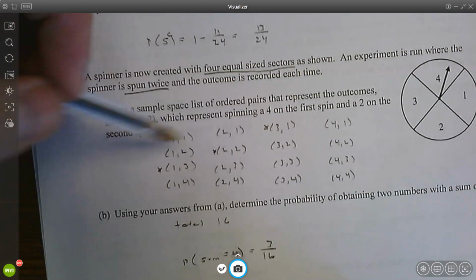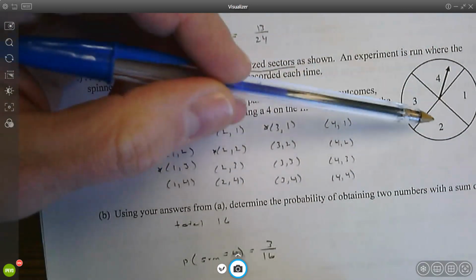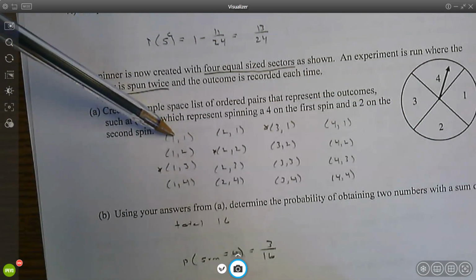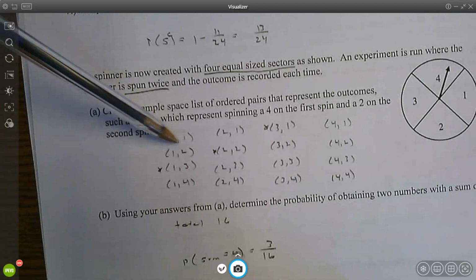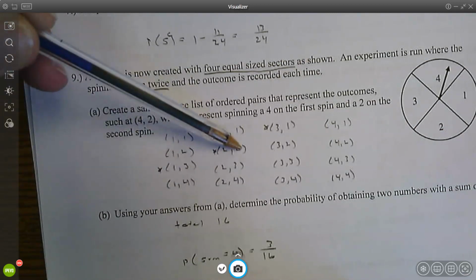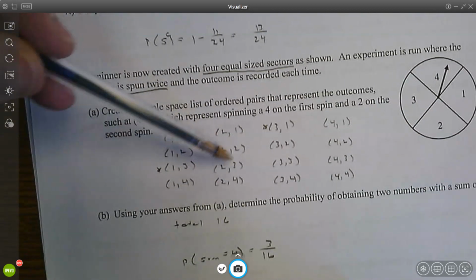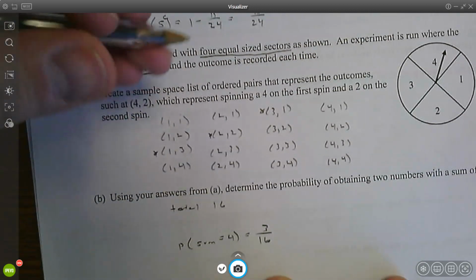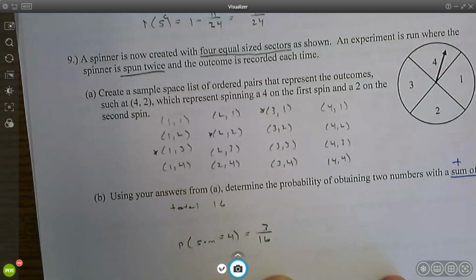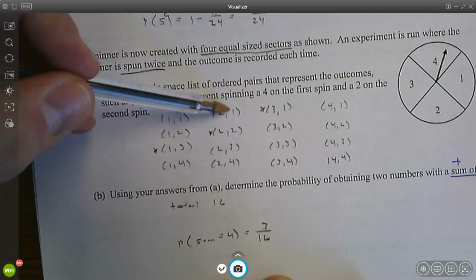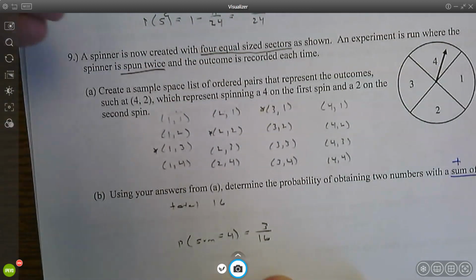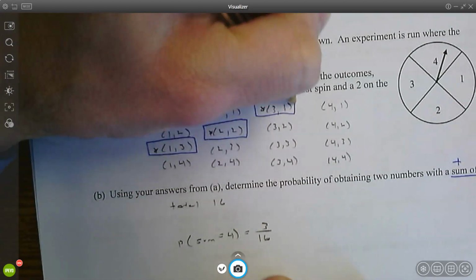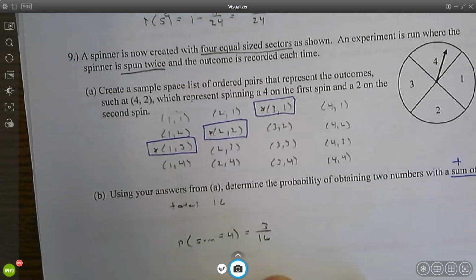The next question, number 13 on your page, you're spinning the spinner twice, and you're just creating a sample list. The first number is what you spin on the first, and the second number is what you spin on the second. 1,1, 1,2, 1,3, 1,4, 2,1, 2,2, 2,3, 2,4, and so forth. You can spin the same number twice. Using your answers from part A, determine the probability of obtaining two numbers with a sum, sum meaning addition, of 4. There's 16 total outcomes: 4, 8, 12, 16. The sum is 4. Well, 1 plus 3 is 4, 2 plus 2 is 4, and 3 plus 1 is 4. That's it. So 3 divided by 16.